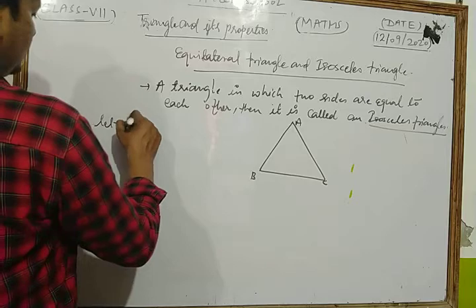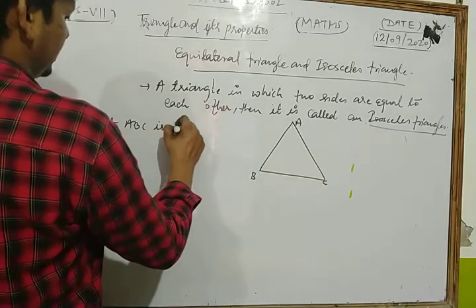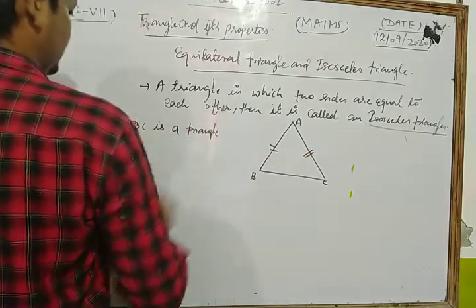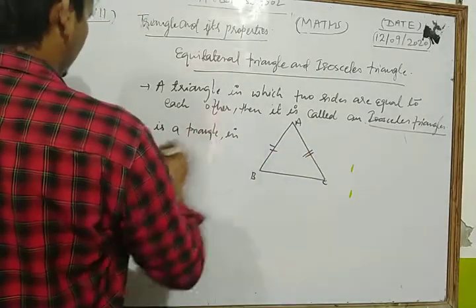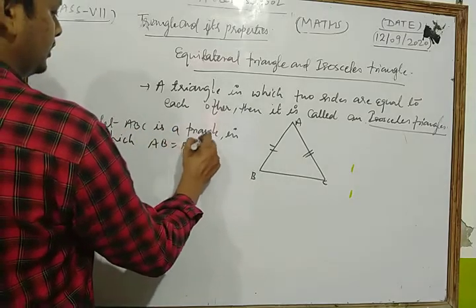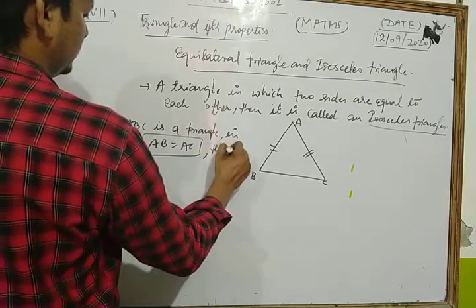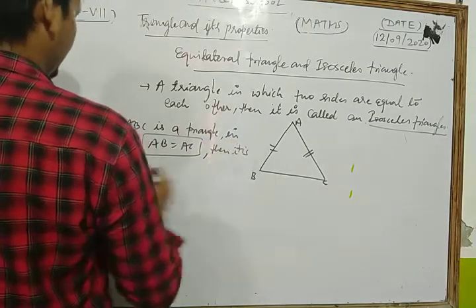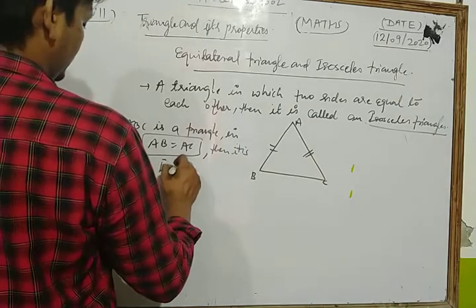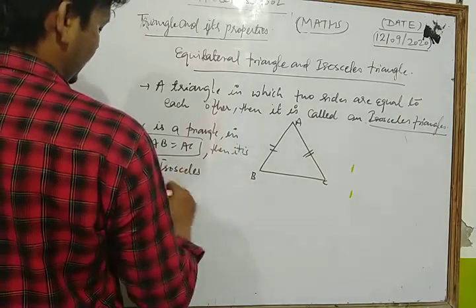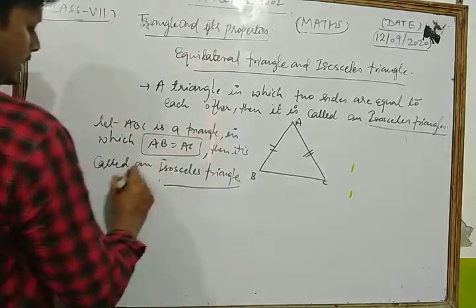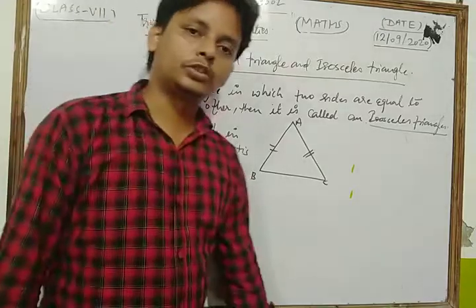Let ABC be a triangle in which side AB is equal to side AC, then it is called an isosceles triangle.